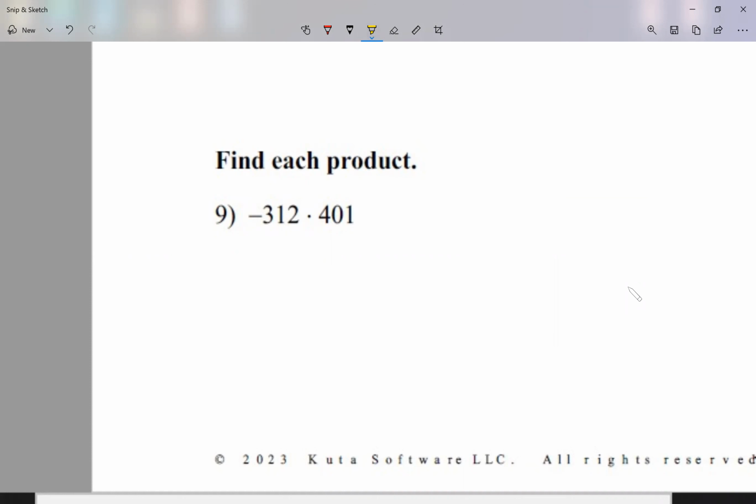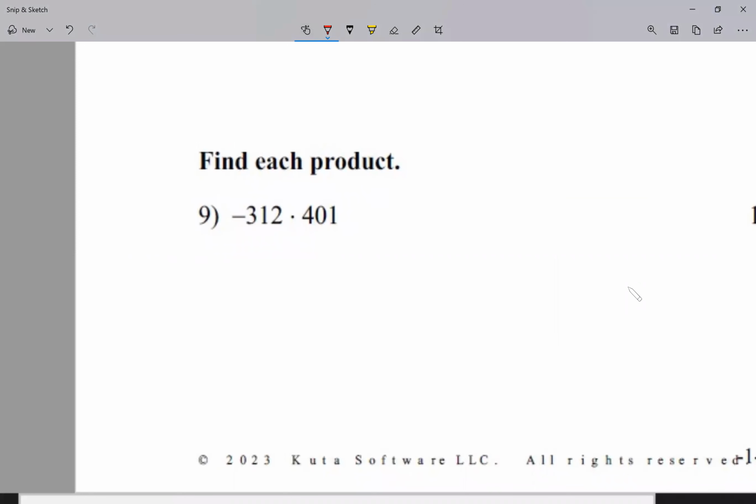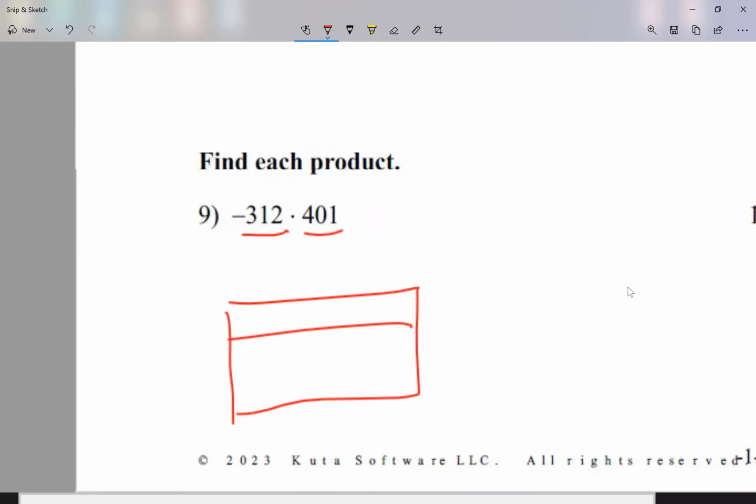So my first number has 3 digits. I'm going to ignore the signs right now, like positives or negatives. I'm just going to look at the numbers, okay? So my first one has 3 digits. My second number has 3 digits. So I'm going to do a 3 by 3 box. So 3 squares by 3 squares.